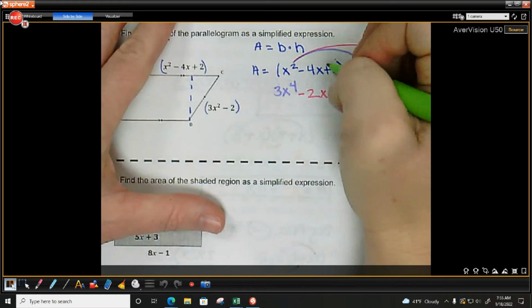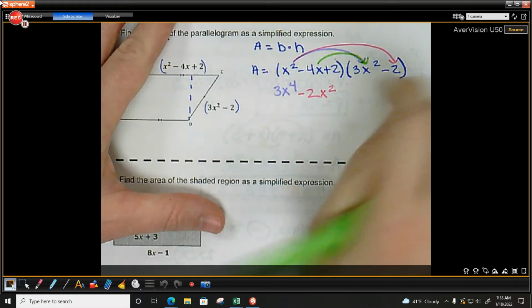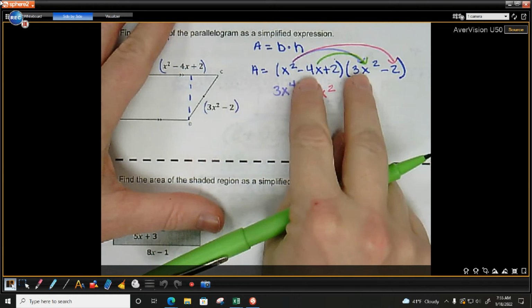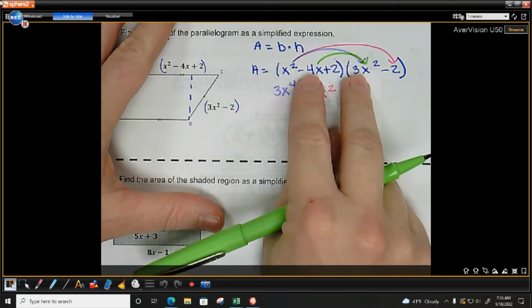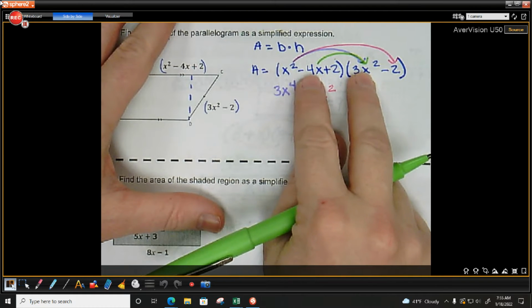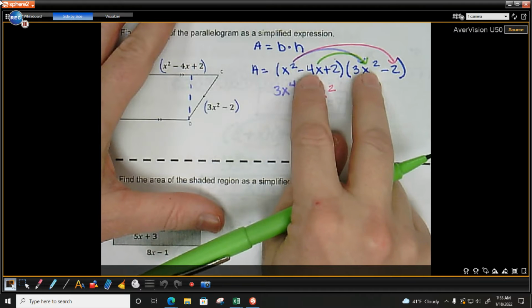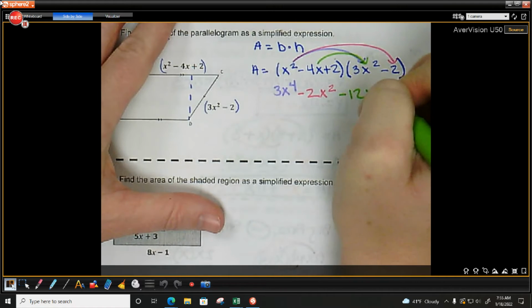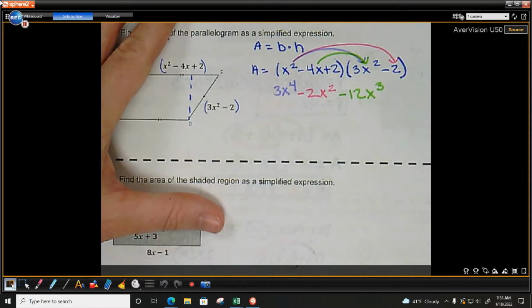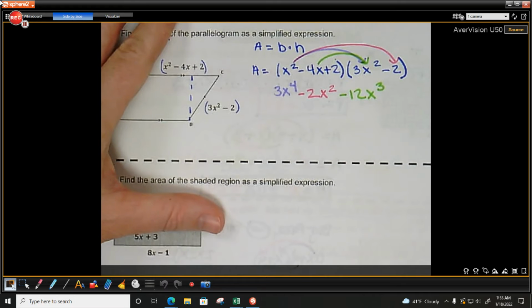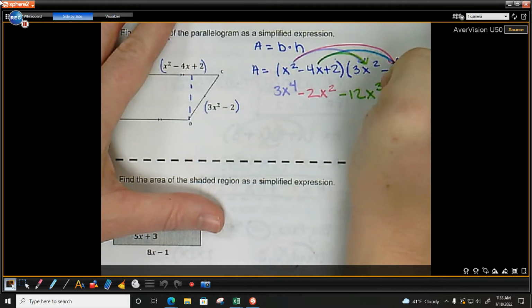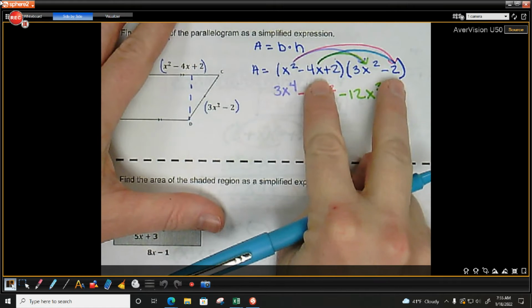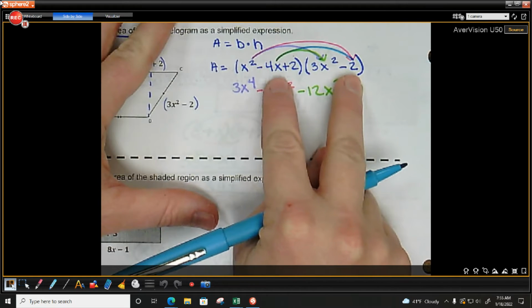Okay. So now let's do 4x times, and that's not a 4x, it's a negative 4x times 3x squared. So what's negative 4 times 3? Negative 12. How many total x's are here? 3, because 1 here, 2 here, so that's a total of 3. So negative 12x to the 3rd. Good with that? Then I need to do my negative 4x to my negative 2. What's negative 4x times negative 2? 8. Plus 8x.